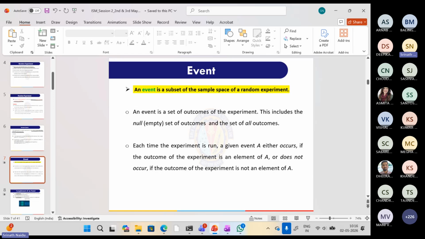You also need a notion of an event. Since a sample space is the set of all possible outcomes, we define an event to be a subset of the sample space of a random experiment.